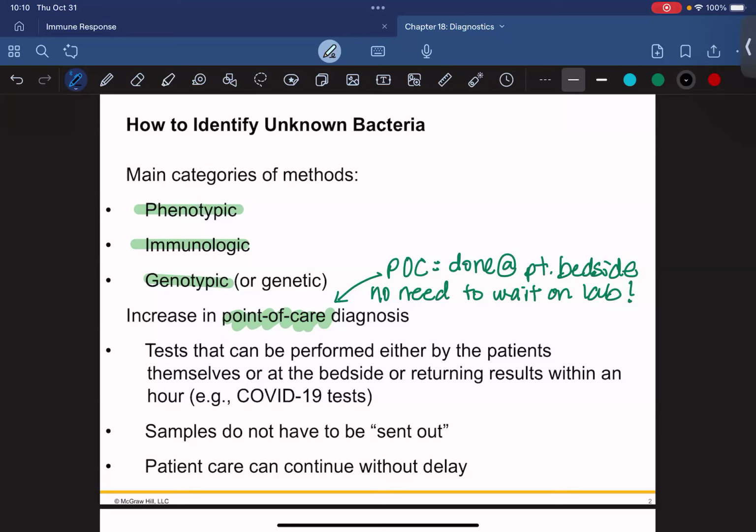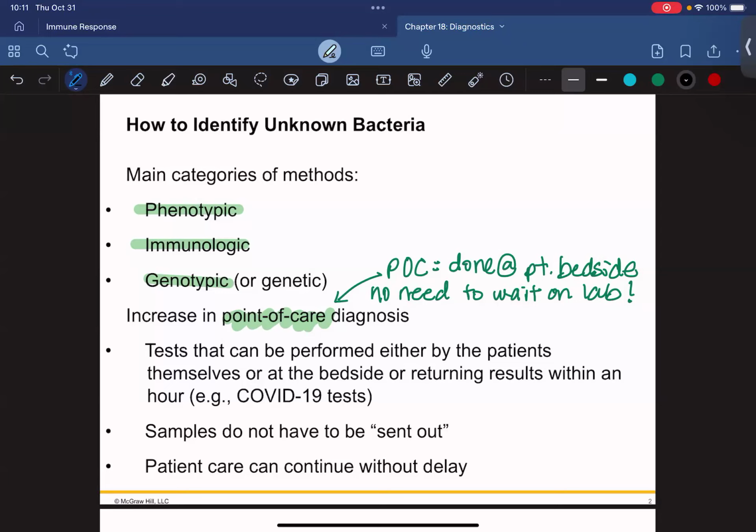So we're going to talk about those. But that's sometimes an issue that people have a hard time with. Maybe categorizing biochemical tests as phenotypic might not seem intuitive at this point, but if you know that there's 3 main categories and you know that it's not immunologic and it's not genotypic, that should narrow it down.